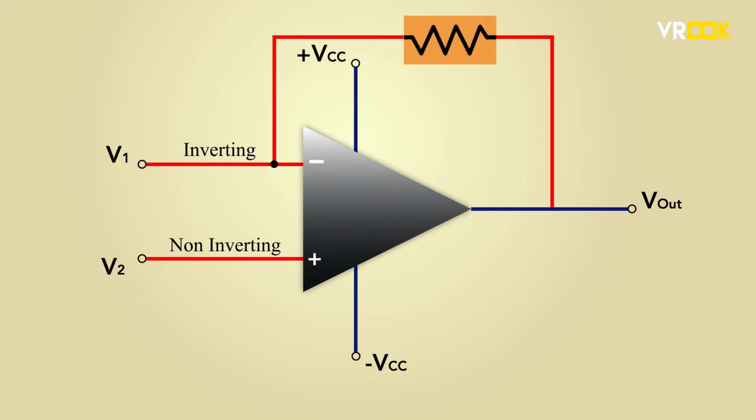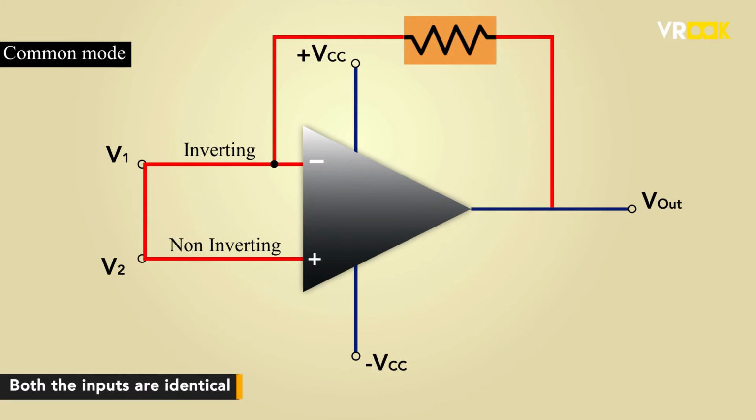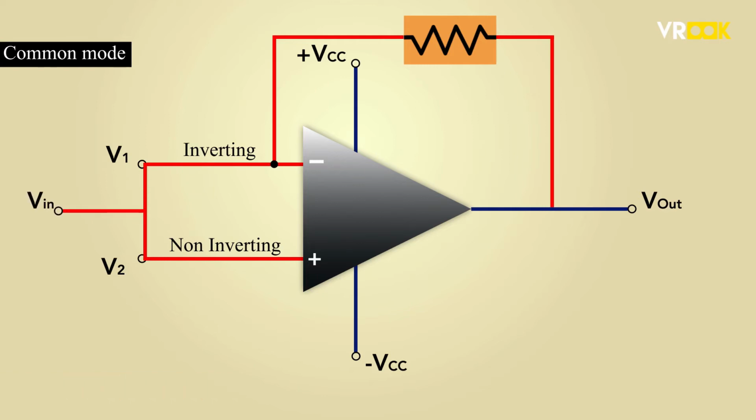The last mode is the common mode. In this mode, both the inputs are identical in amplitude and phase. As they are the same, they are considered to be operating in common mode. So in this case, the inputs V1 and V2 will be equal. These are the basic modes of operation of an op-amp.